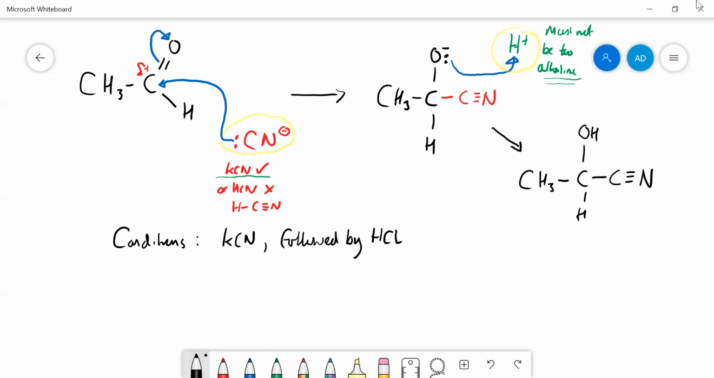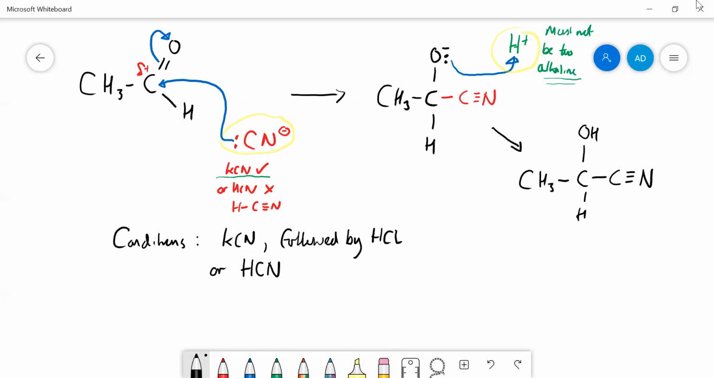What you can say is you can say or HCN. KCN followed by HCl is equivalent to HCN, but you can't actually add the HCN at first because it's a gas and it's poisonous. So really what happens is it's KCN followed by HCl.